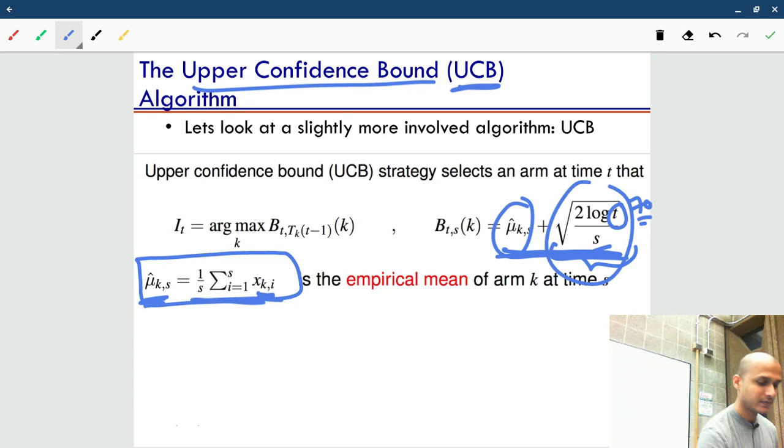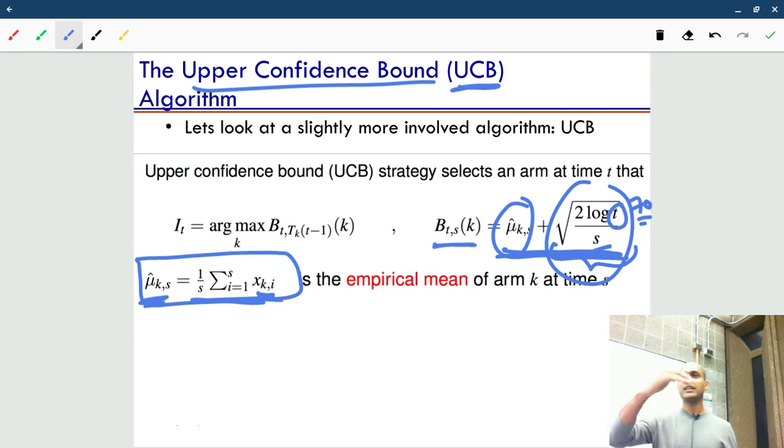So that's what this resembles, okay? Mean plus some delta, okay? So that's why it's called upper confidence bound. Now, once you add these bonus terms, you take a decision on which arm to pull based on the added term, whichever one is the highest, okay?